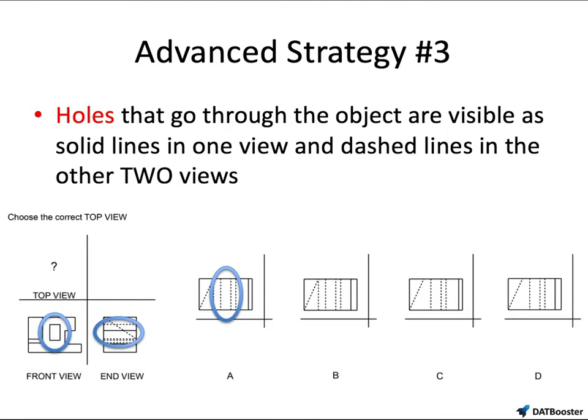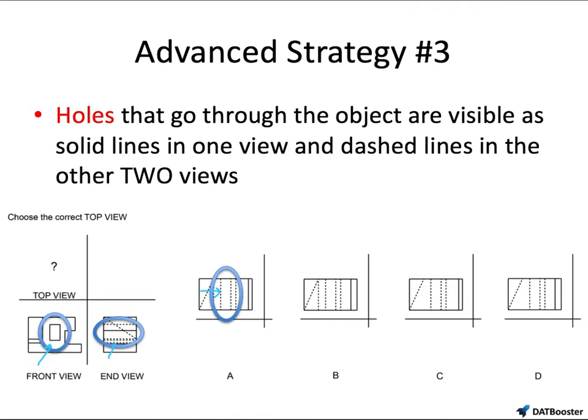And here's the last one, that holes or tunnels that go through the object are visible as solid lines in one view and visible as dashed lines in the other two views.